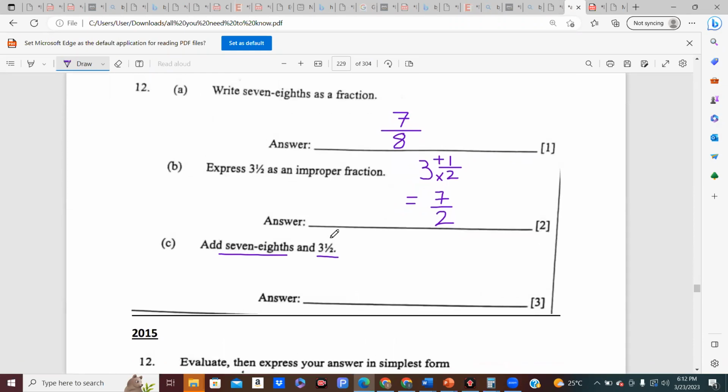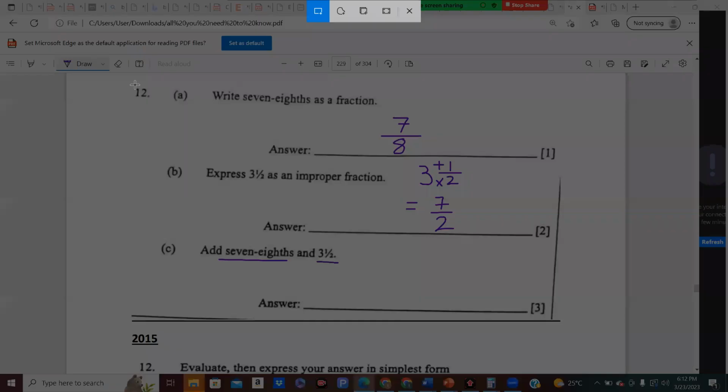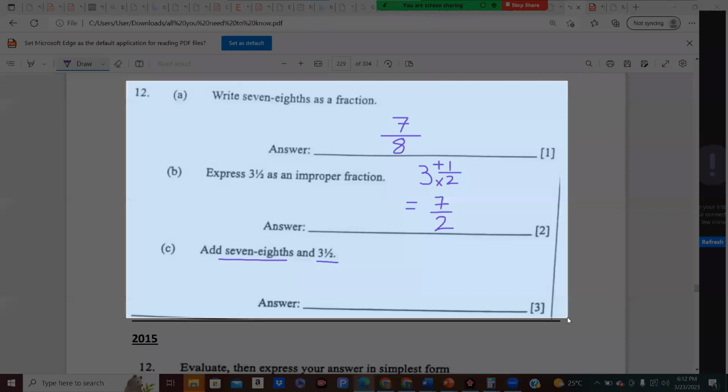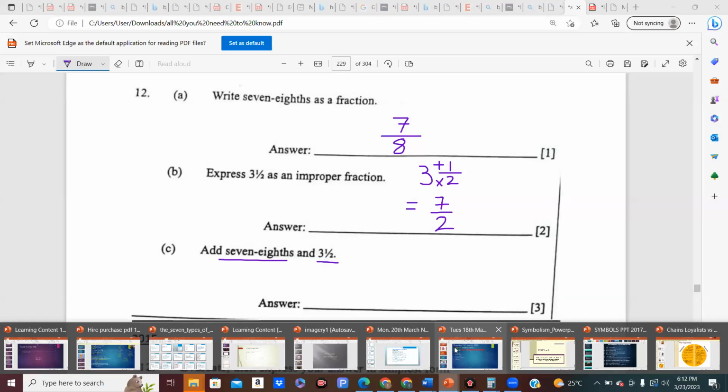Yes, what is it, Mr. Petit? I was just asking, did they intentionally put 7/8 but give you the answer for the first one? Yes, that's why it's a 3-part question, because they wanted you to use the answer from the top to help you answer the rest. Okay.